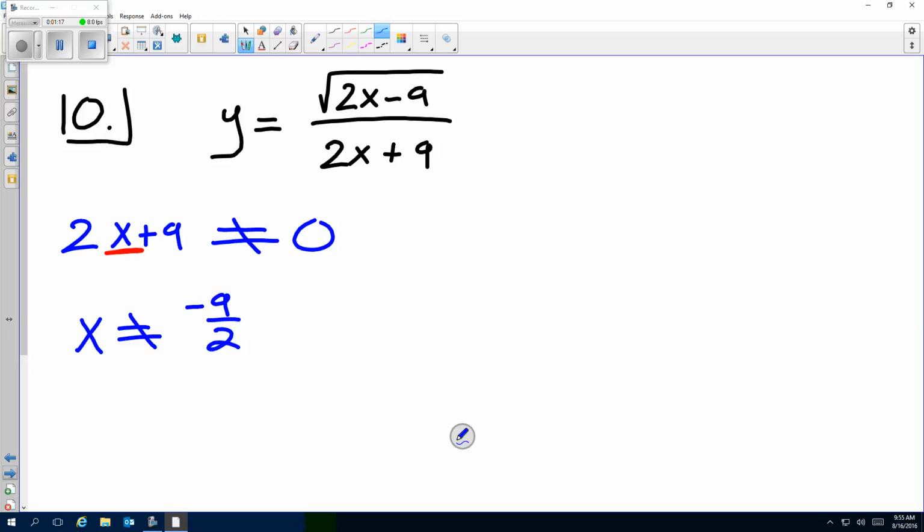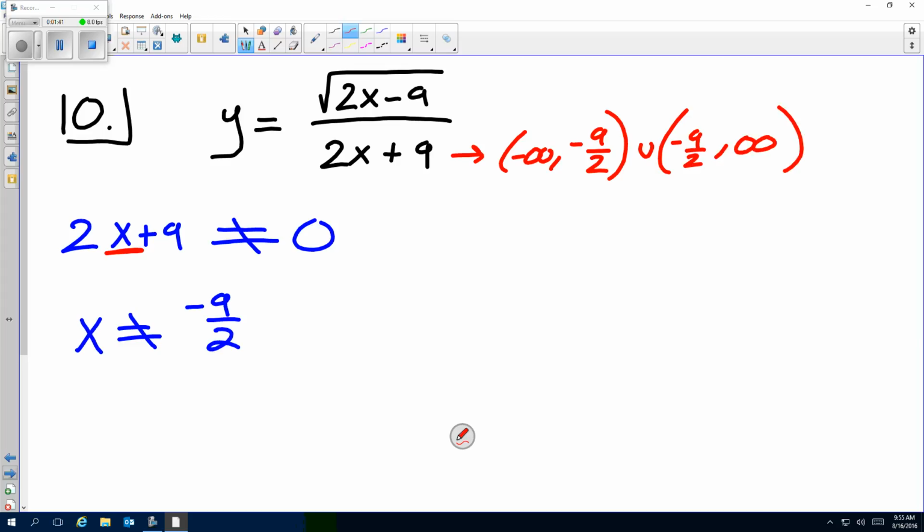Correct? So the simple solution to that is, okay, so for my denominator, x could be anything from negative infinity over to negative 9 halves, but I could not be negative 9 halves since the parentheses. And then I could be anything from negative 9 halves all the way to positive infinity. Correct? So far, so good.